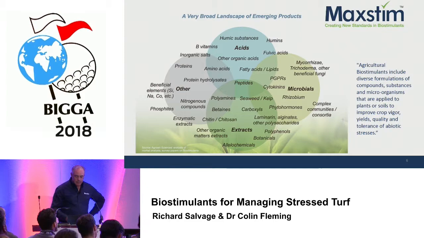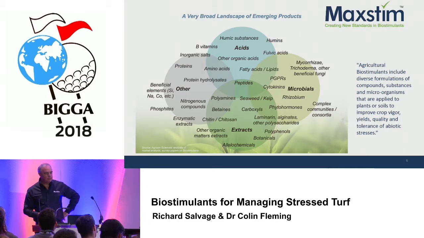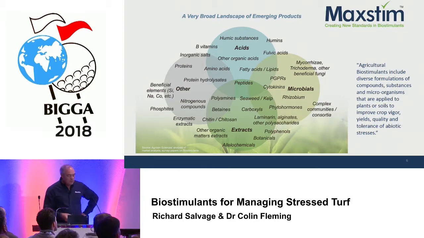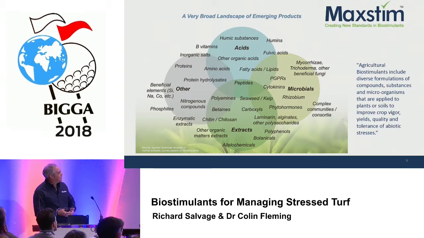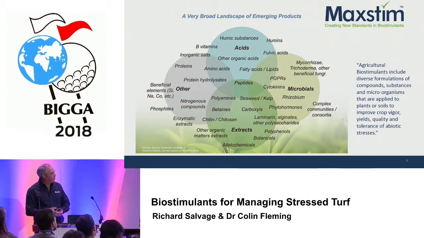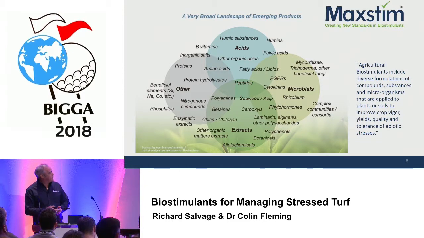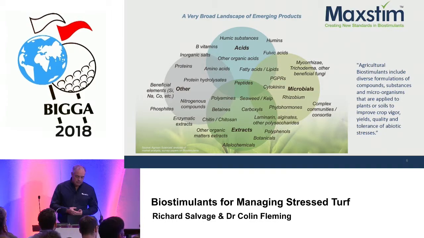Now, more and more biostimulants are coming available, and they're coming from essentially three main sources. There's acids, organic acids like humic, fulvic, and obviously amino. The microbials, so mycorrhizae, trichoderma, and also plant growth promoting bacteria. And extracts. A lot of you will be aware of seaweed, chitin, and other plant extracts as well. And then there's one or two other products which fit into the scheme of things. But all of these are being worked on and developed, and we see a lot of activity.